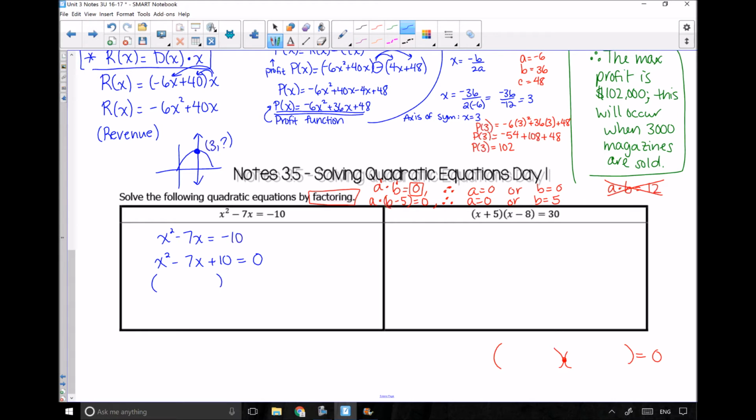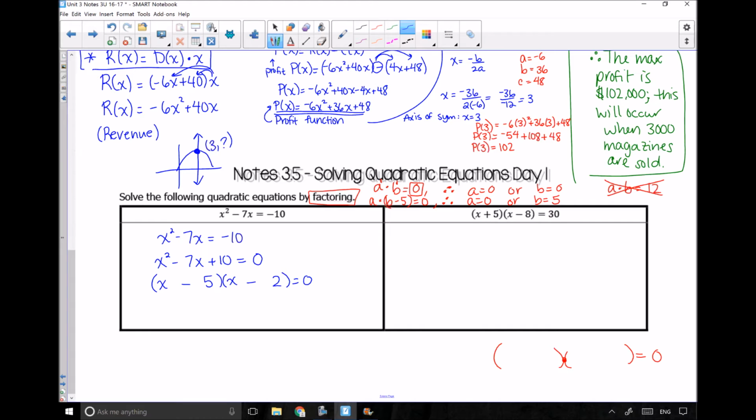Now, when I factor it right here, I can say that these are going to be x's here, and I can use 5 and 2 because my leading coefficient of 1 is nice and easy. I know that this will give me 5x, I know this will give me 2x, and if they're both negative, it gives me the 7x that I want. So this would be minus 5 and minus 2 here, okay?